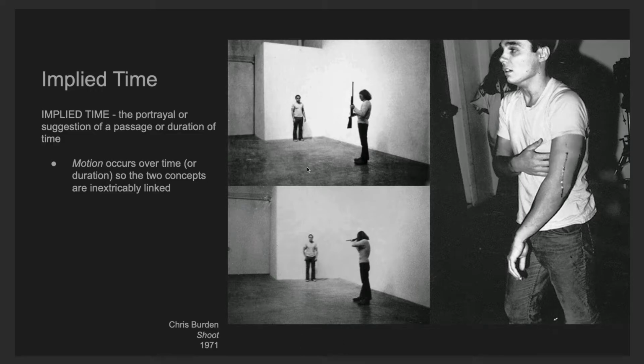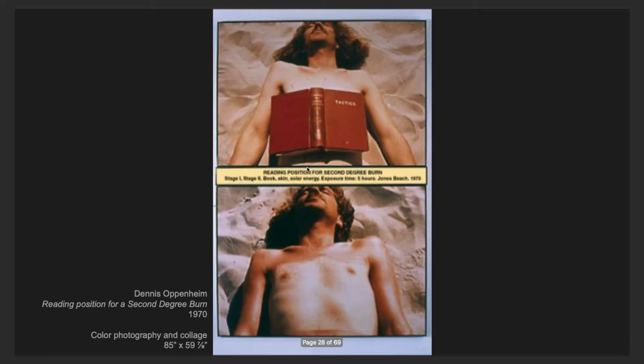Implied time is the portrayal or suggestion of a passage of time. That's different than implied motion in that implied motion is something that actually feels like it's actually moving. Implied time is more like storytelling. We know that there's a series of events and one event occurred and then others occurred as a result of the first event. Implied time.